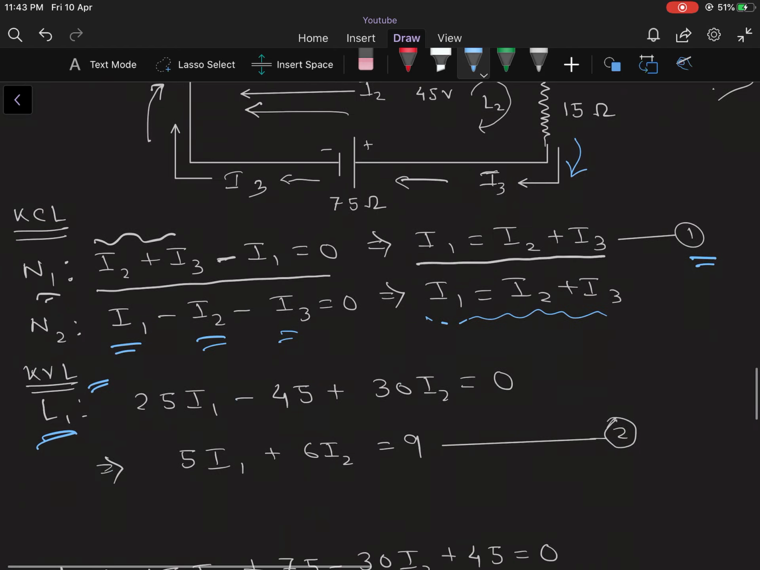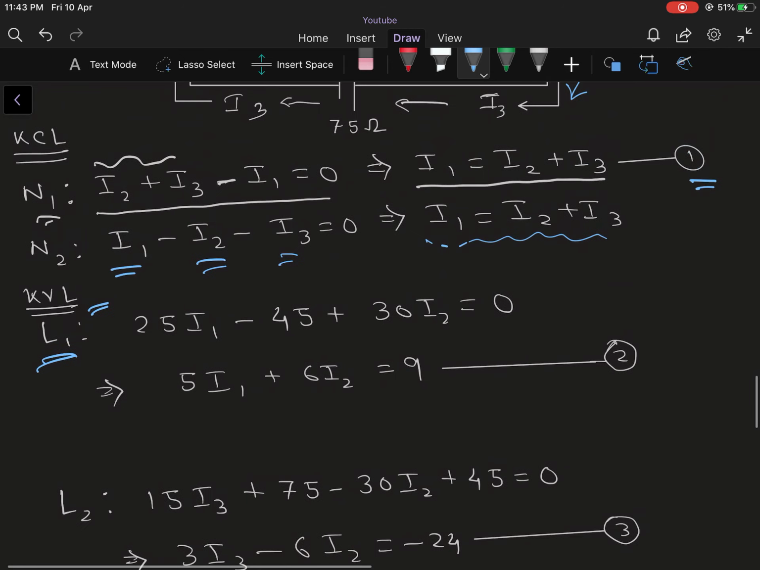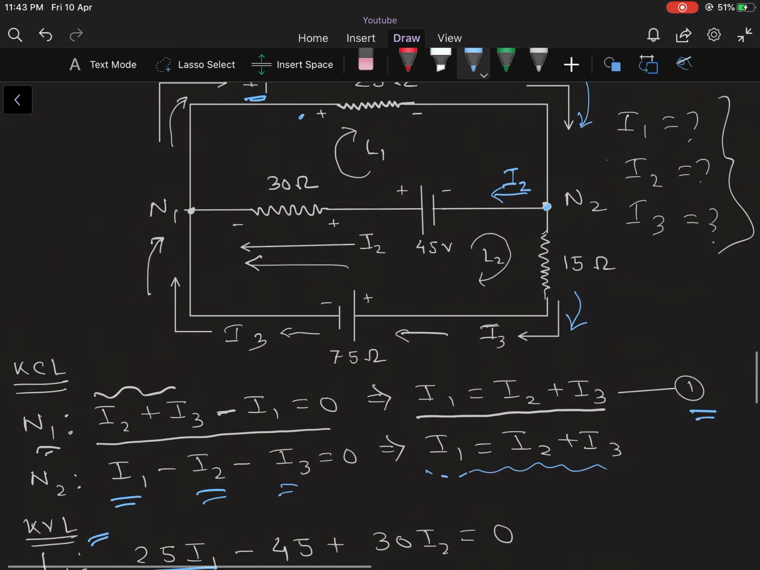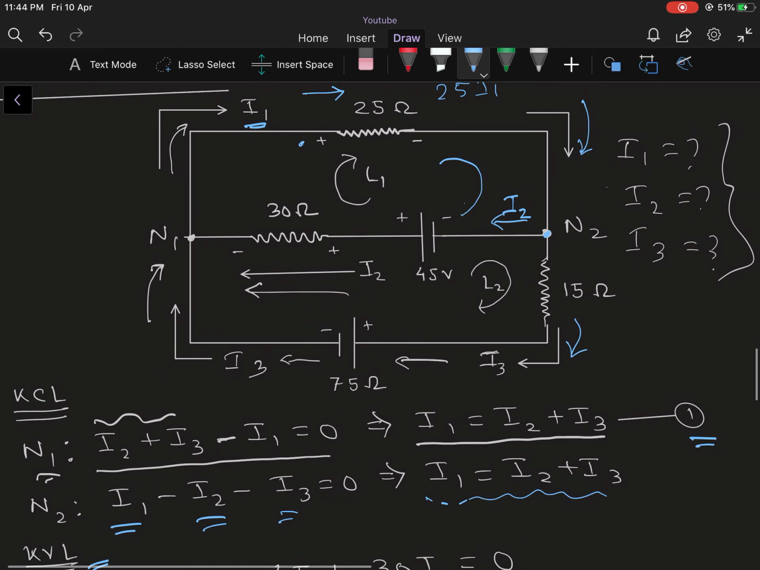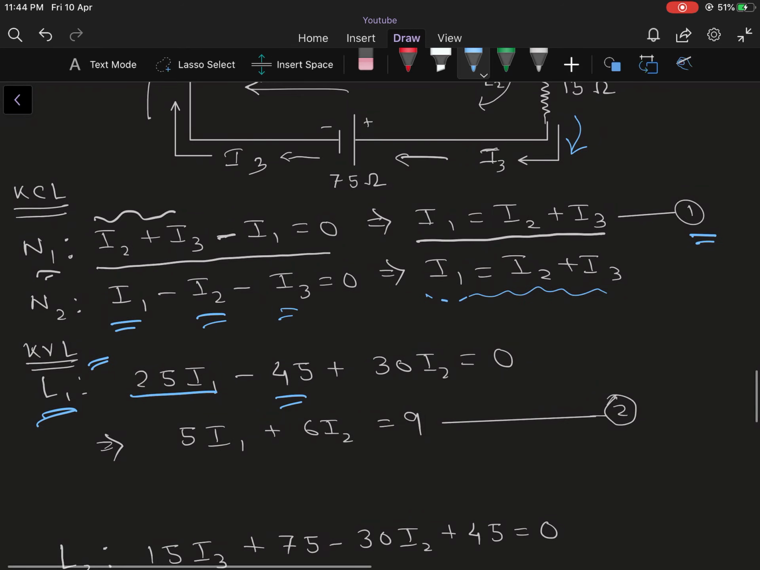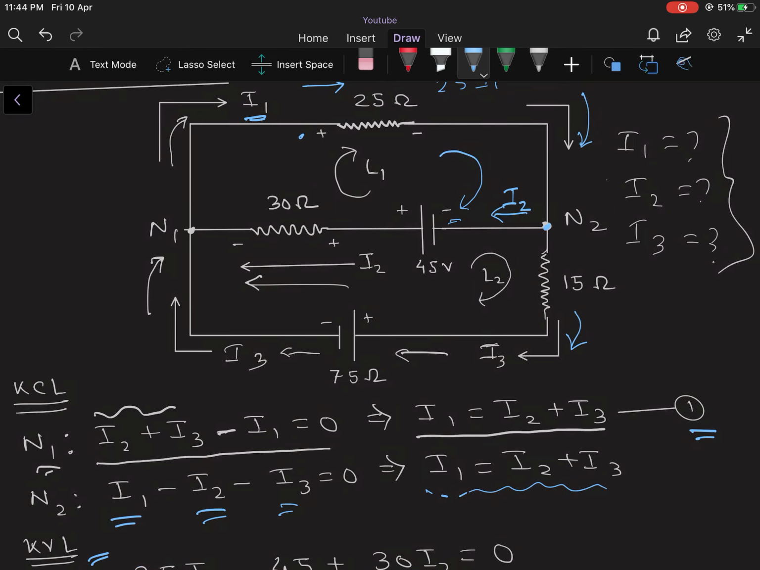Here we are going in the direction of current, so our voltage will be positive. Then we reach the negative side of the battery, so we will take minus 45 volt.